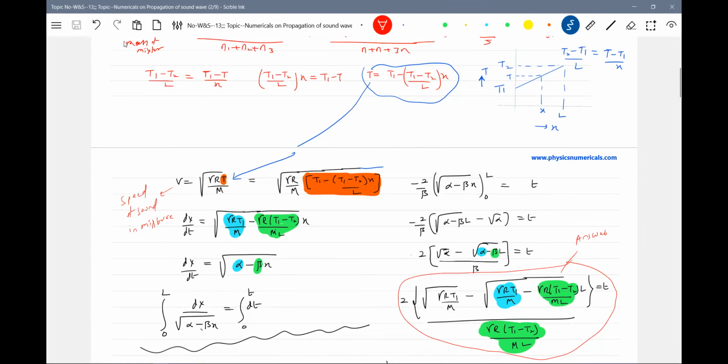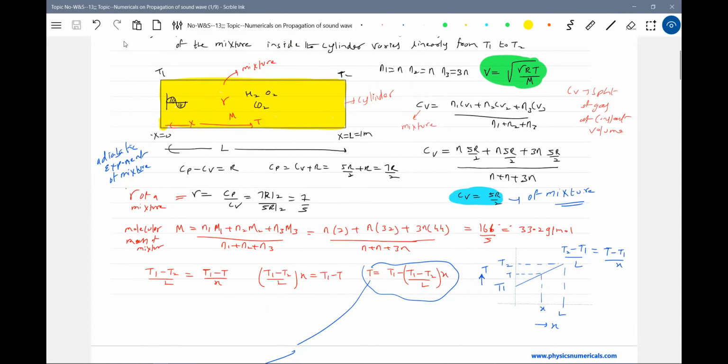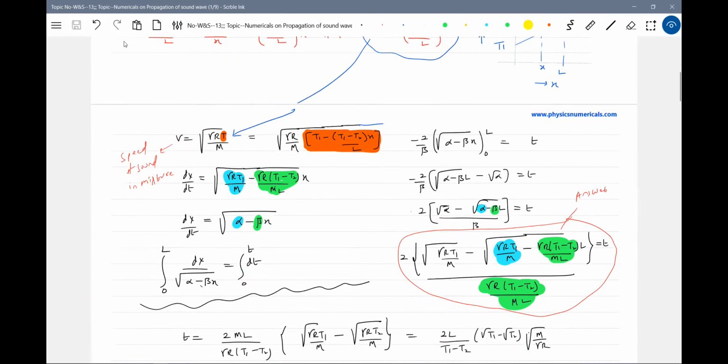Got it now. First, when a sound wave propagates in a mixture, you are supposed to calculate gamma of the mixture and molecular mass of the mixture. That's what we did. Then if it gives any condition, like the temperature varies linearly, you bring the idea from here. That is the integration part.